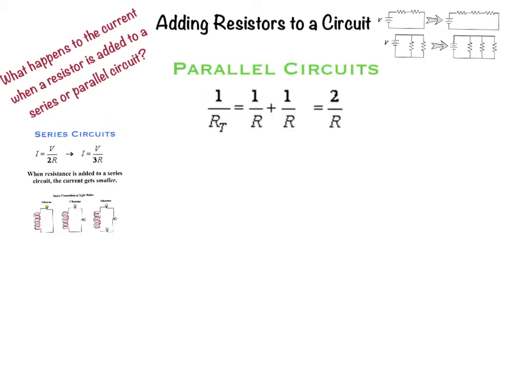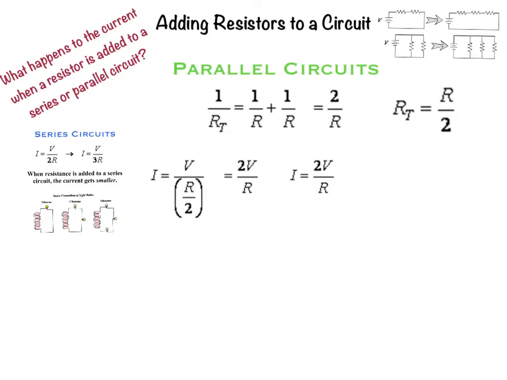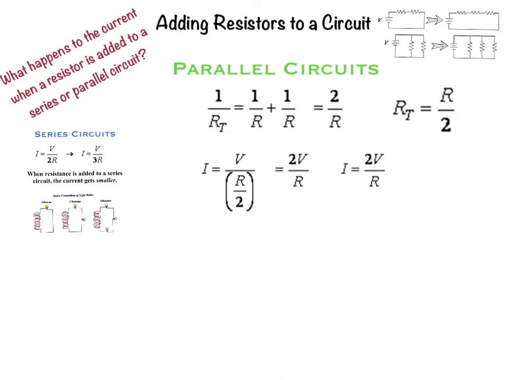Remember, in a parallel circuit, the total resistance is less than the sum of the individual resistors. And in our example, because these are equal resistors, we can add them in this way, and we end up with a total resistance with two resistors of R over 2. So when we apply Ohm's law to calculate the current with just the two resistors, our current is 2V over R.